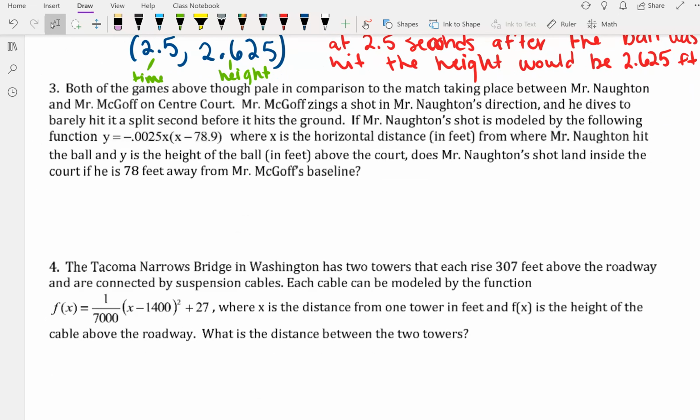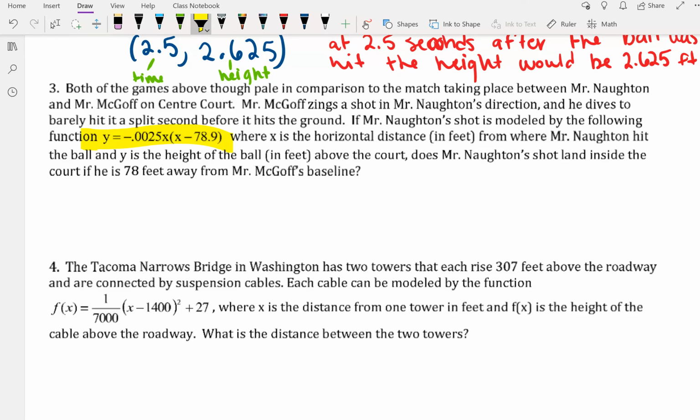Both of the games pale in comparison to the match taking place with Mr. Naughton and Mr. McGough on the center court. Mr. McGough swings a shot in Mr. Naughton's direction, and he dives to barely hit it a split second before it hits the ground. If Mr. Naughton's shot is modeled by that function, where x is the horizontal distance in feet from where Mr. Naughton hit the ball, and y is the height of the ball in feet above the court, does Mr. Naughton's shot land inside the court if he is 78 feet away from Mr. McGough's baseline? So this one's actually a pretty quick problem.